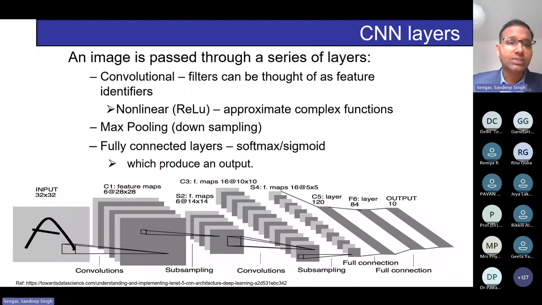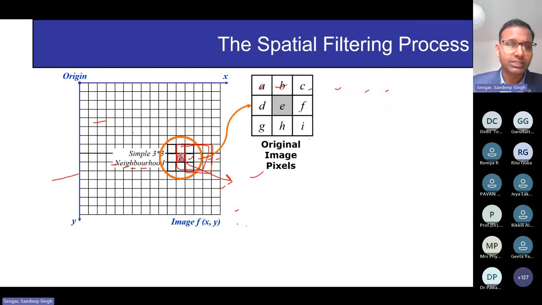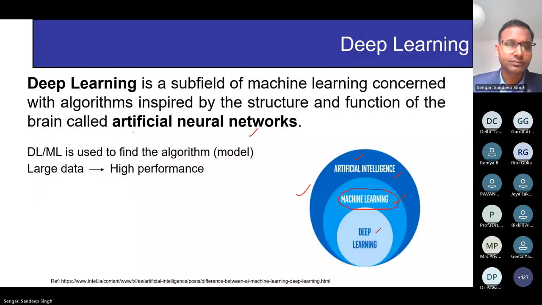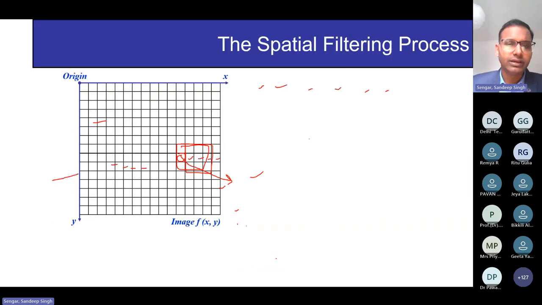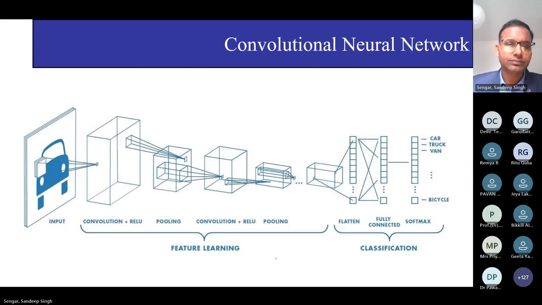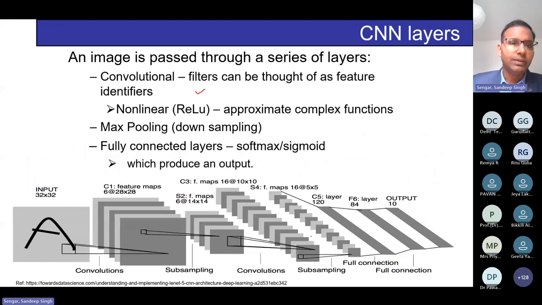So here the task of the convolution layer is to find the features, to identify the features. As we learned earlier, if you apply a deep learning algorithm, then it can extract the features as well as do the classification. So the convolution layer is used to extract the features.